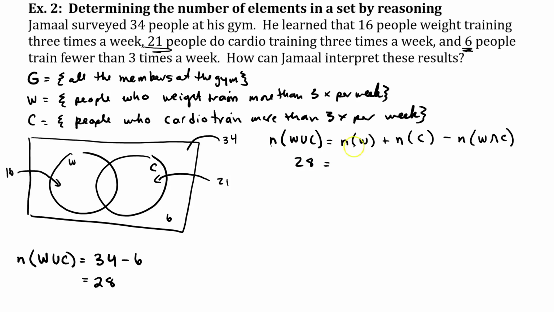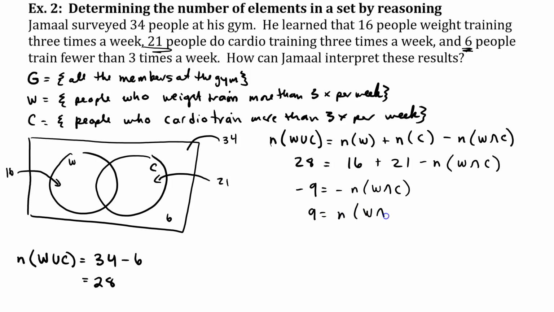It's 28. I know that the number of people who weight train is 16. I know that the number of people who train cardio is 21. And I don't know what that intersection is, but we can solve for it. Since we have one equation, we can have one variable that's unknown. I would say 28 minus 16 minus 21 is negative 9 equals negative N of W intersect C. So that means that I know that 9 is the answer to N of W intersect C.